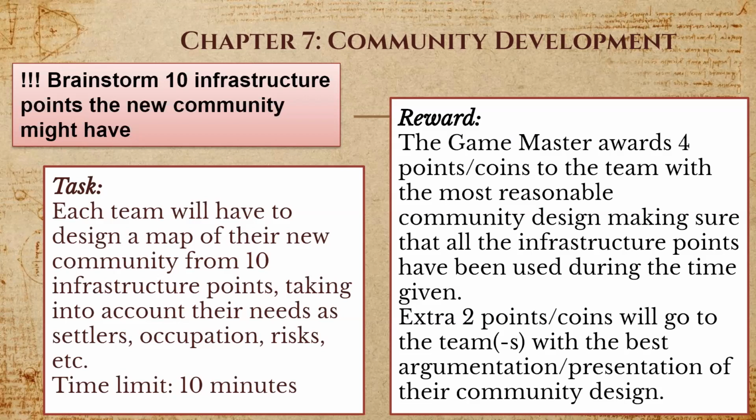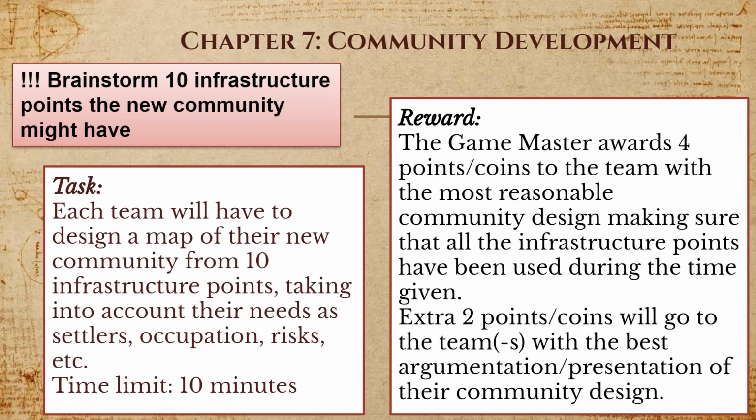First, you need to brainstorm 10 infrastructure points the new community may have. So infrastructure points might be what? School, I don't know, post office, prison, kindergarten, the church, marketplace, and so on and so forth. Each team will have to design a map of this new community from 10 infrastructure points, taking into account their needs as settlers, occupation, risks, etc. The time limit for that is 10 minutes. Of course, sometimes, if you see that it's not enough, you could allocate them 15 minutes.